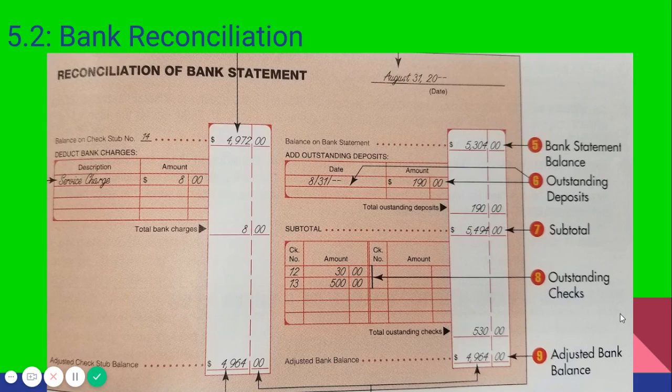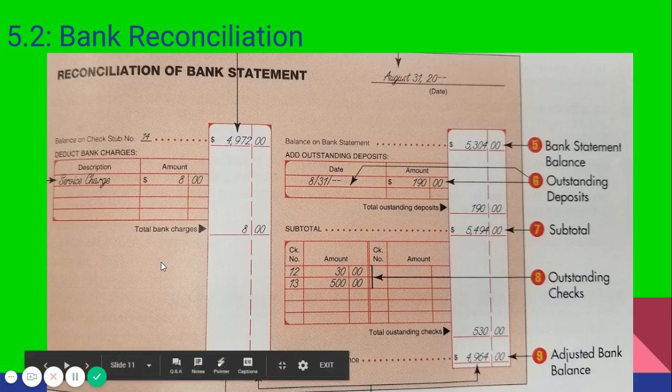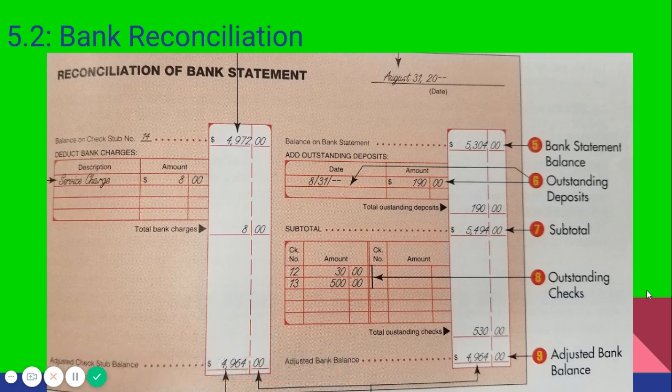Welcome back. Section 2, we talk about the bank reconciliation. This is the form of the bank reconciliation in our books. This basically just makes sure that our check register and our bank statements will eventually line up.